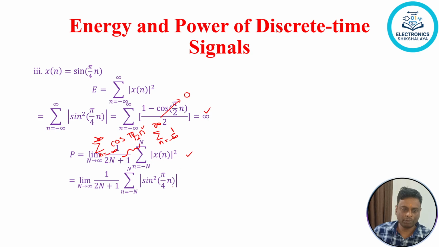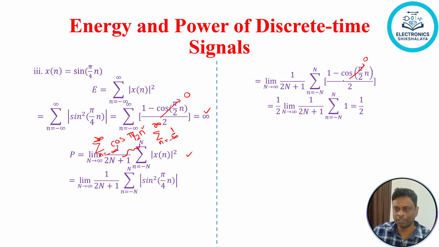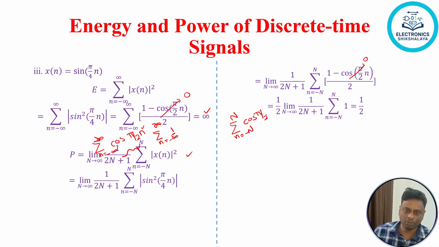So for power, the formula is like this. Similarly, it will be 1 minus cos 2 theta divided by 2. You can see over here we have taken the half outside, with the limit n tends to infinity of 1 upon 2n plus 1. We have the summation of n equal to minus n to plus n of cos(pi by 2n). So this term will be finished, this term will be 0. So we are left with the half taken outside, and the summation of n equal to minus n to plus n of 1.